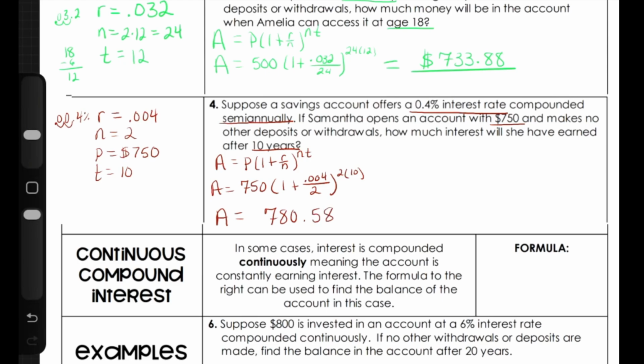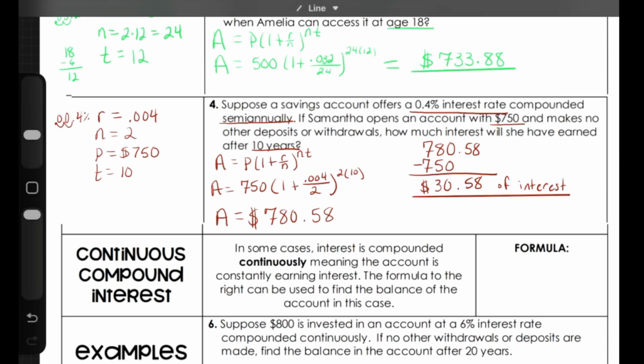Okay, so I got $780.58 with rounding, of course, because we have to go to the nearest penny. And now we haven't quite answered our question because it's asking for how much interest she would have earned. So we're going to take what we just found, $780.58, and subtract our initial amount, which was $750. This right here should give us $30.58 of interest. And that's our final answer.